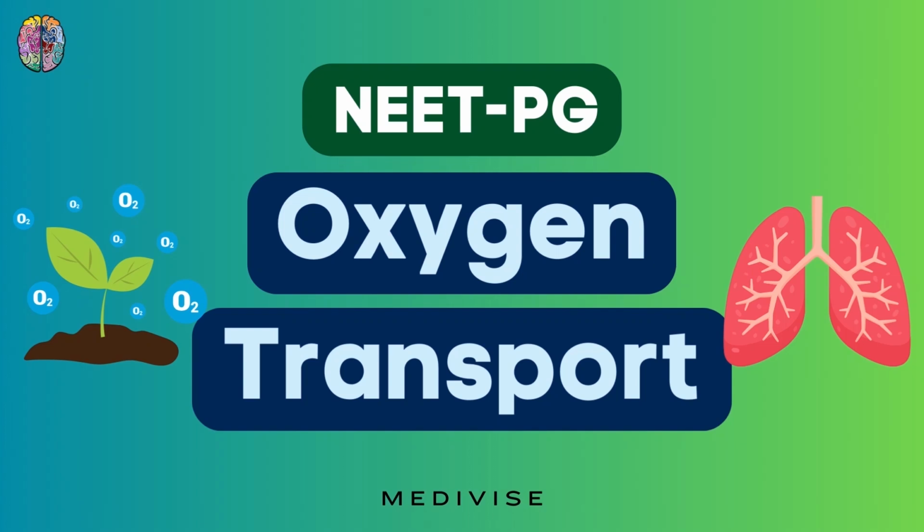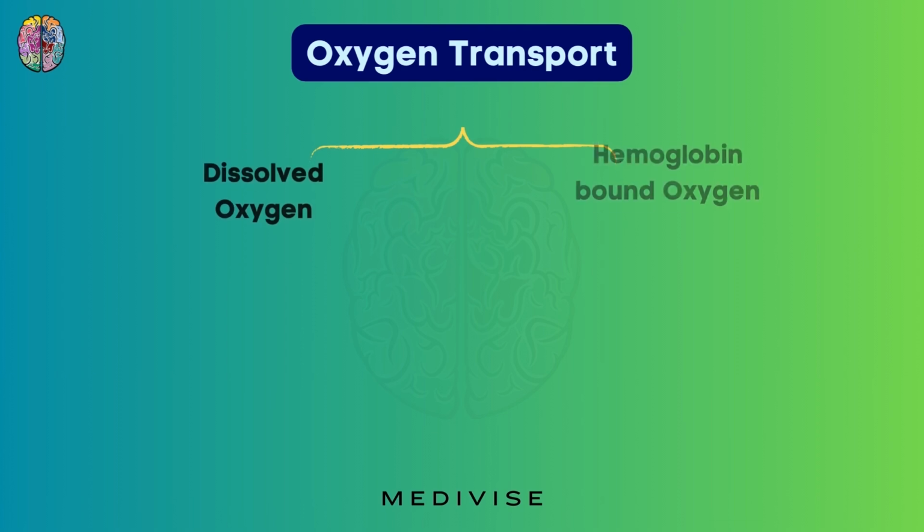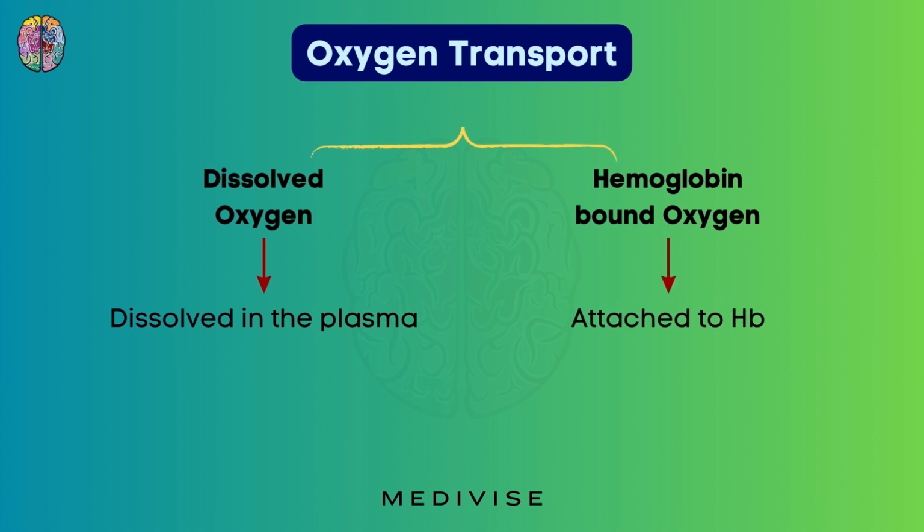In this video, we're gonna be exploring the topic of oxygen transport, a very interesting topic. So let's start. First of all, you should know that there are two forms in which oxygen is transported. We have the dissolved oxygen and hemoglobin bound oxygen. Dissolved oxygen, as the name tells us, is dissolved in the plasma, and hemoglobin bound oxygen is attached to the hemoglobin. Dissolved oxygen represents about 1% of the total oxygen, and the rest, 99%, is transported by hemoglobin.